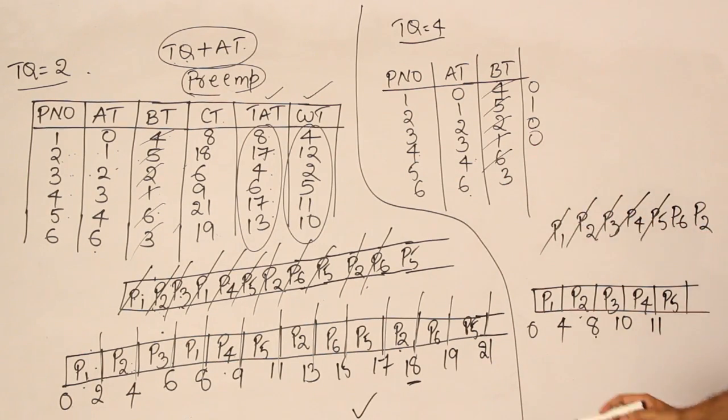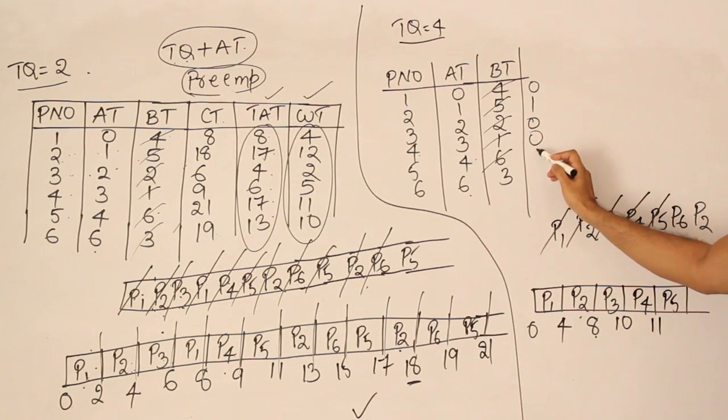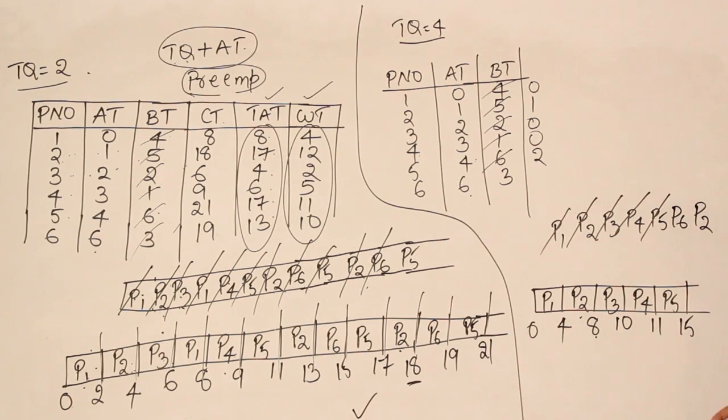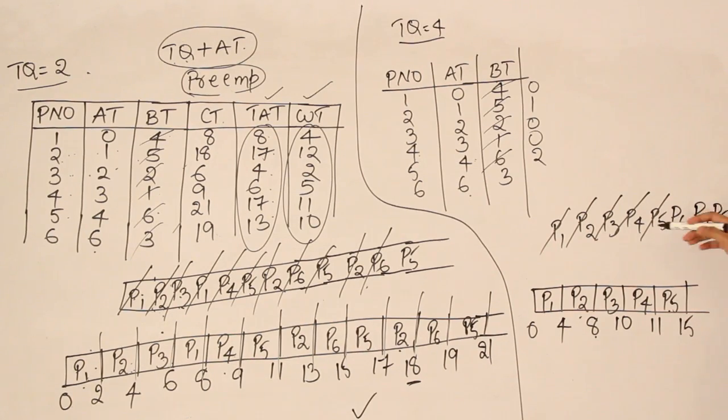Therefore 2 units are going to remain, so it will run till 15, because I can run it for 4 units. So its next need is 2, therefore you should keep it back in the queue because it has even further need. Next one is P6.